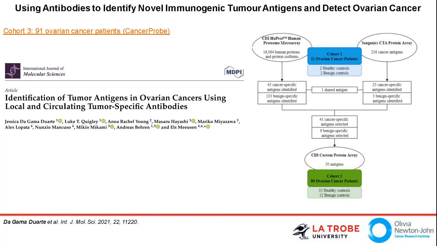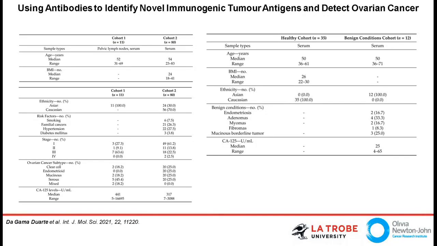We then developed a custom array using CDI, where we only included 50 antigens that had been identified in the previous screens, and then looked at an additional cohort of 80 ovarian cancer patients, as well as healthy controls and benign controls, to see whether or not we could identify novel immunogenic tumor antigens or novel diagnostic tumor antigens for ovarian cancer. Here are the details of the cohort.